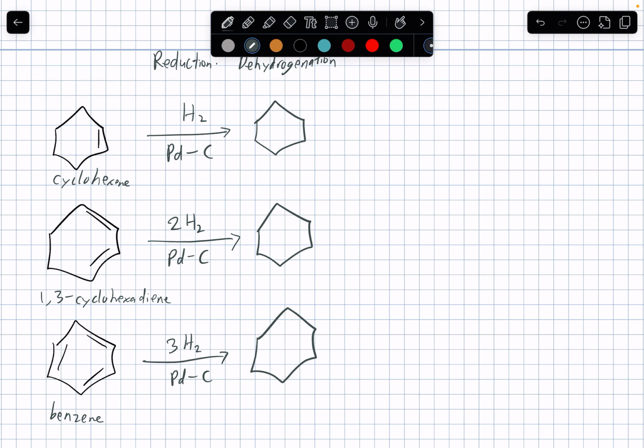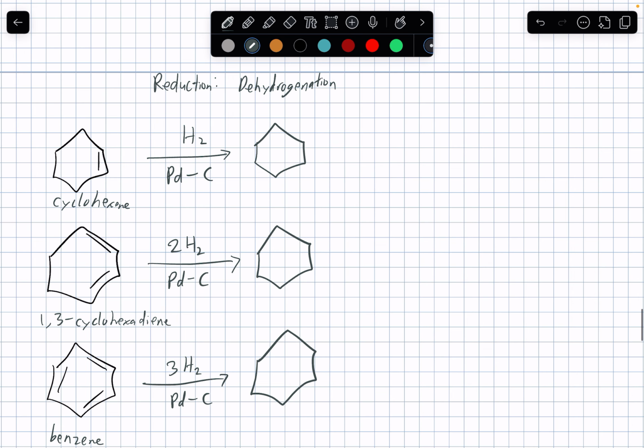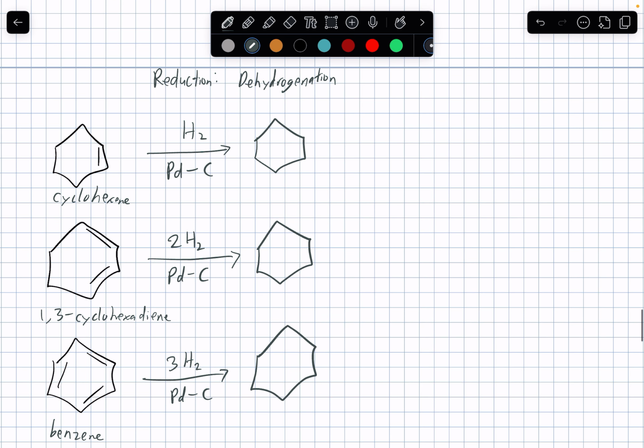So the following compounds, when they are treated with excess hydrogen, wait. Sorry. This is supposed to be hydrogenation. Reduction, one of its forms, one of the techniques performed, is called hydrogenation.